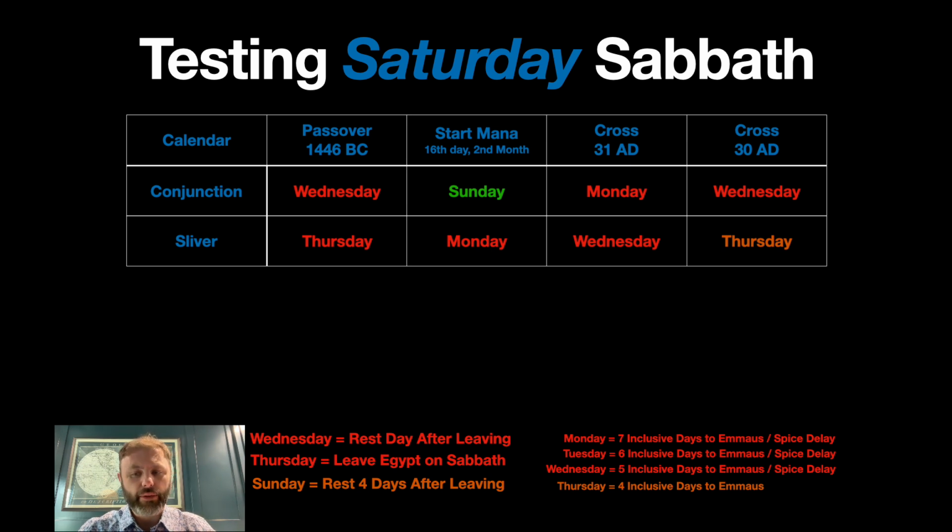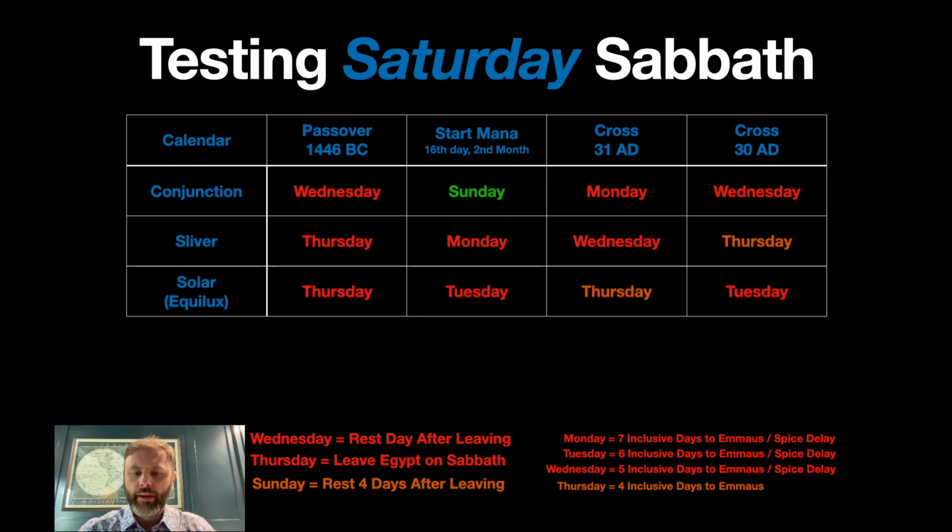It has the cross on a Wednesday in 31 AD, or a Thursday in 30 AD. All of those dates are not compatible with a Saturday Sabbath. Then we have the solar equinox. This is the calendar suggested by Repo Man 64. And it has a Thursday Passover, a Tuesday for the start of manna, a Thursday for the cross.